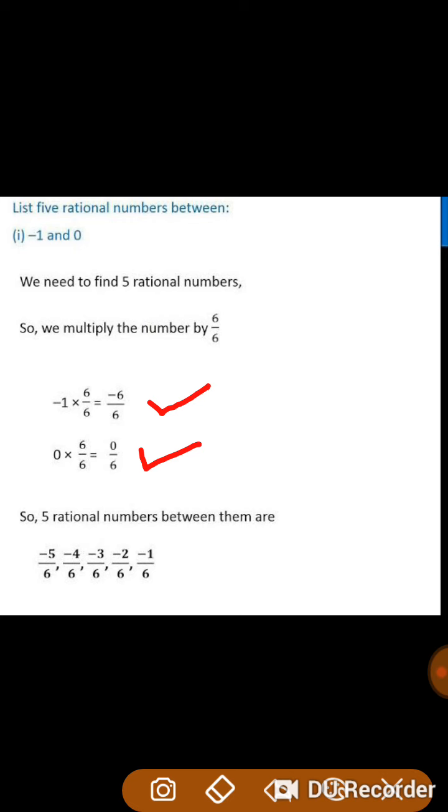Now to find the 5 rational numbers coming between them, we have to see the numerators 0 and -1. The numbers between 0 and -1 with denominator 6 will become -5 by 6, -4 by 6, -3 by 6, -2 by 6 and -1 by 6. So in this way, we have to go towards the negative side from 0 so that we get the rational numbers between 0 and any negative rational number.